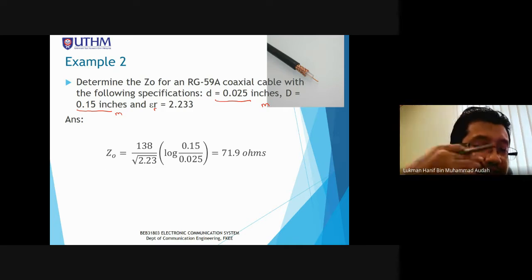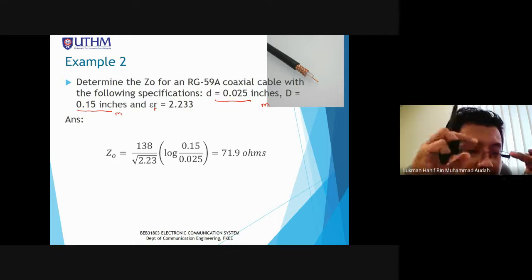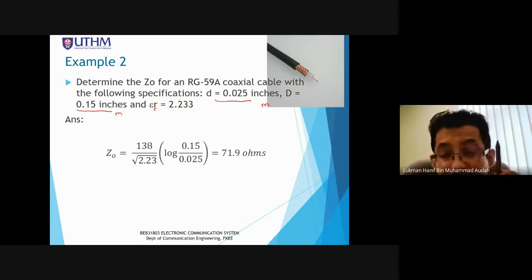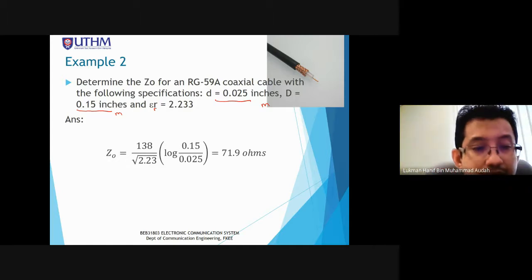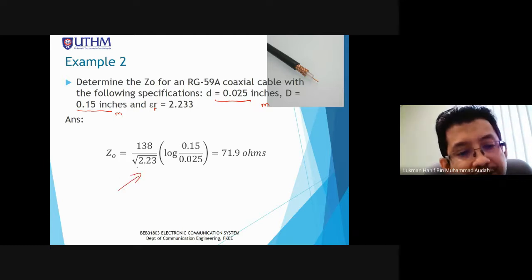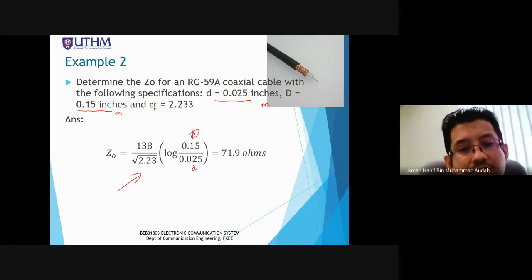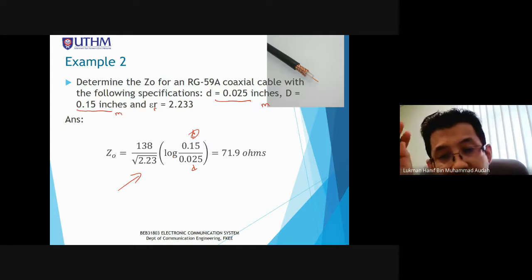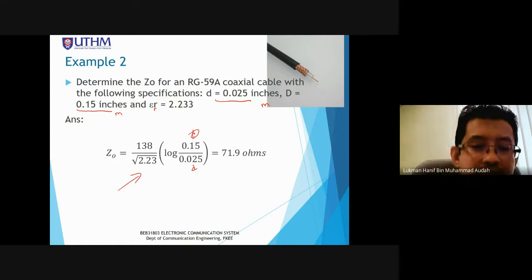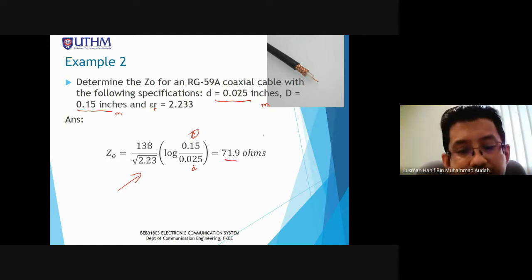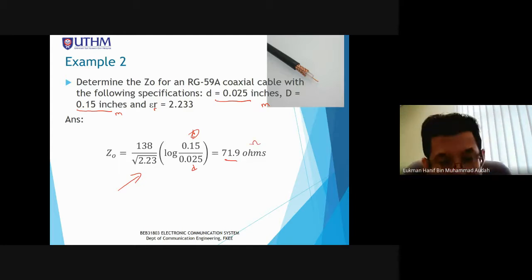Okay, dalam example ini dia menggunakan inches. That means all parameters using inches unit for the distance, untuk size. So no problem. So for the coaxial cable is 125 divided with square root of 2.23 multiplied with log D over d. Dan kedua-dua ini dalam inches. So tak ada masalah, inches divide with inches. Okay. And then you get 71.9 ohms. Okay, 71.9 ohms.